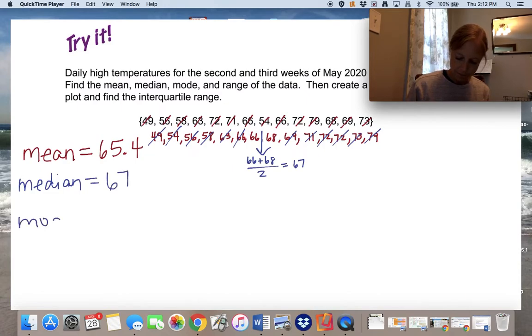Mode. Mode is the number or numbers that appear the most. Notice there are 2 66s and 2 72s. We have two modes. This is called bimodal. They are both modes.